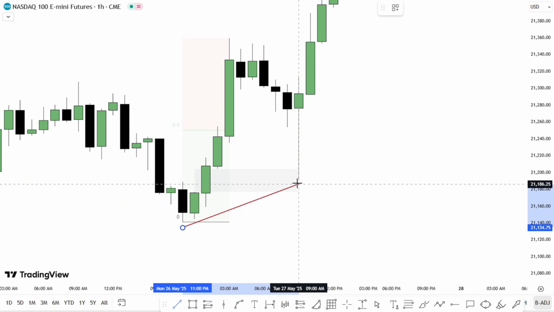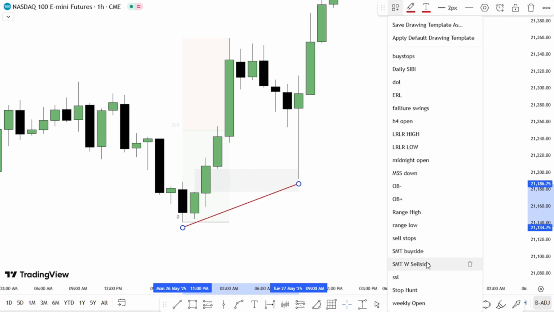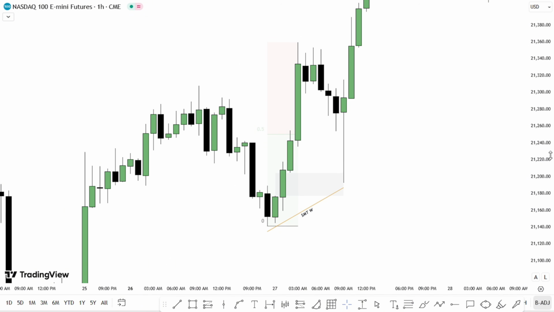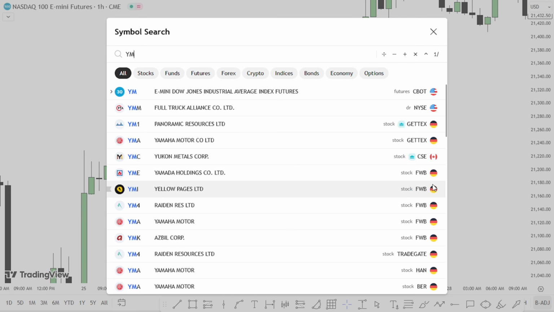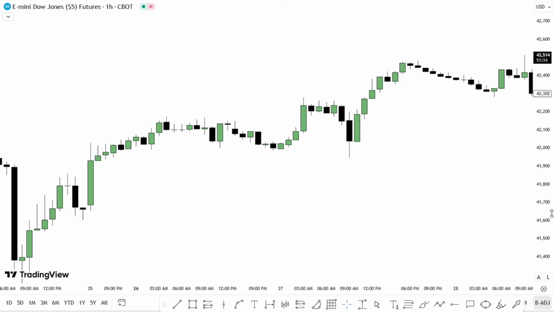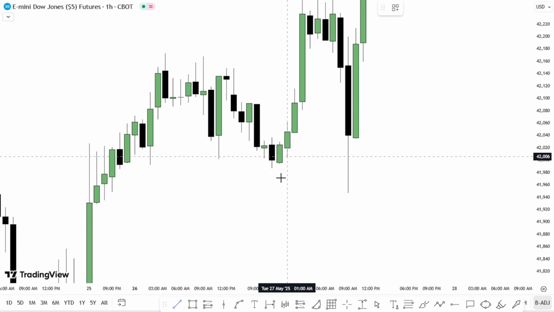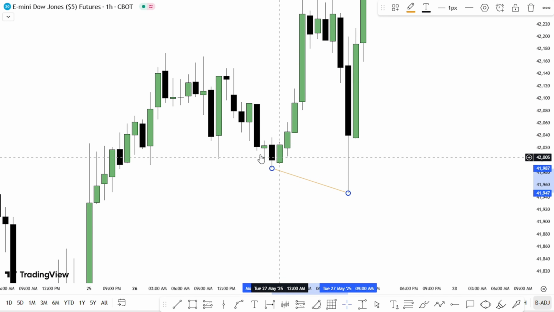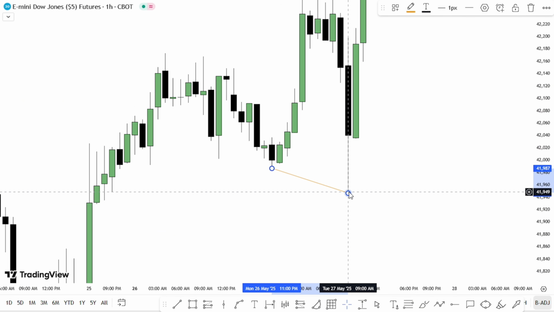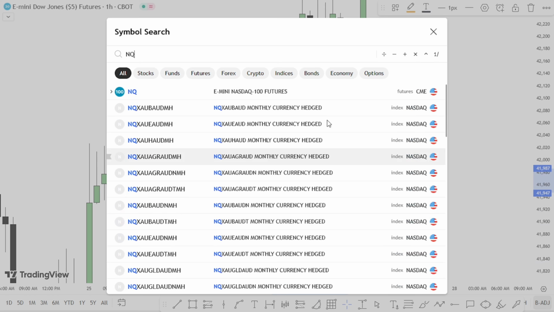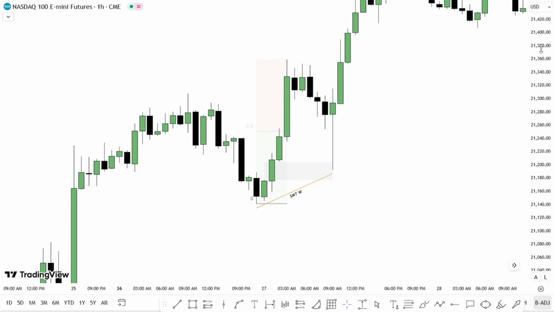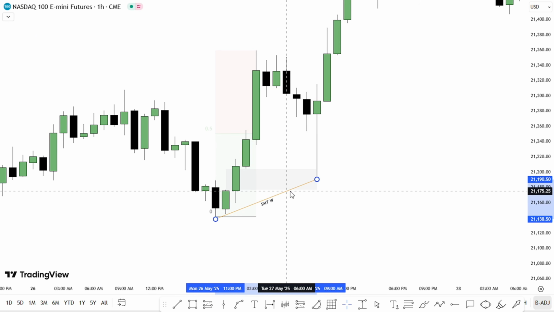I can see there's an SMT, right, with the YM. If I just go to the YM chart, now you can see there's an SMT, right? Which means YM just took out these lows, and Nasdaq didn't. Nasdaq didn't, which makes an SMT. This is actually called the SMT.